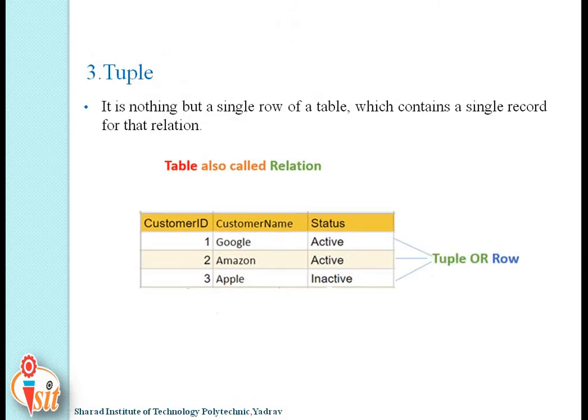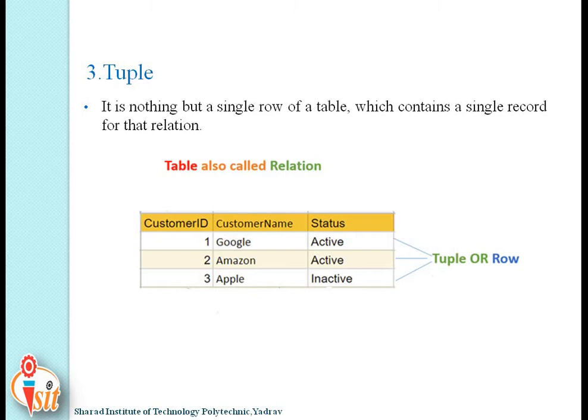Next one is tuple. A tuple is nothing but a single row of a table which contains a single record for that relation. These concepts were already seen in Unit 2. A record, also called a row of data, is each individual entry that exists in a table. The number of tuples in a relation is called the cardinality of the relation. Tuples are generally denoted by lowercase letters.